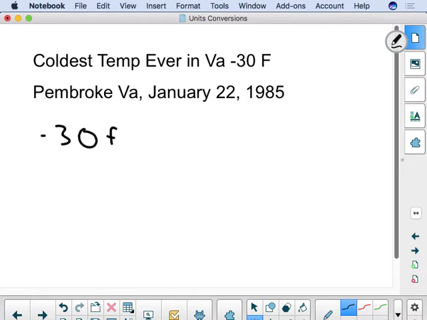I don't know how to do the box calculator. Oh, that's true. The plus minus is right there. So you do negative 30. Okay. So negative 30 minus 32 times 5/9. What do we got? 34. I only have 2 sig figs, so I'm just going to say negative 34 degrees Celsius.